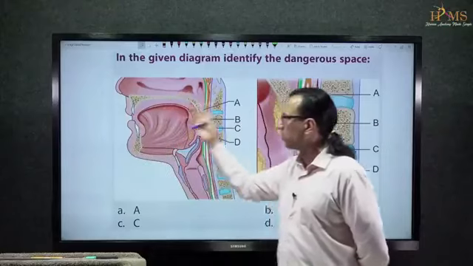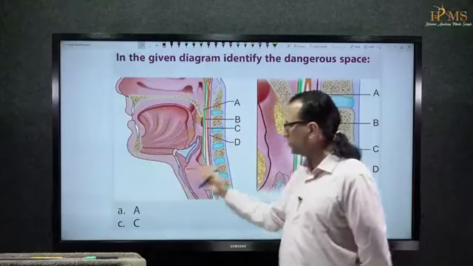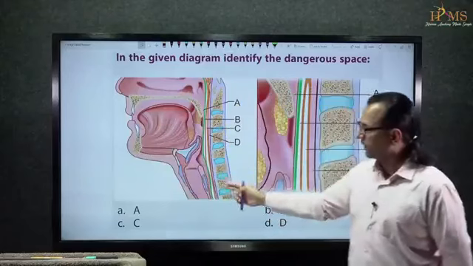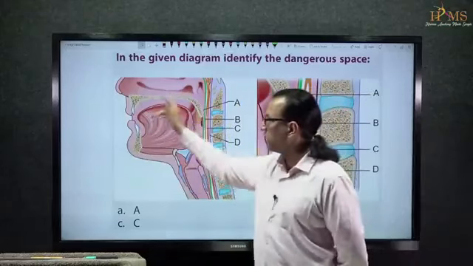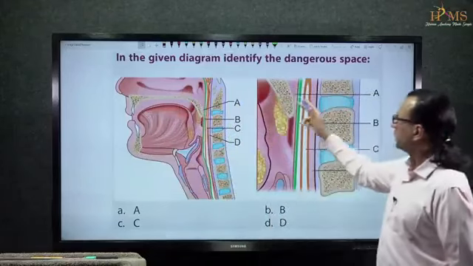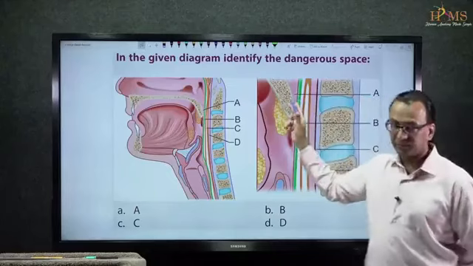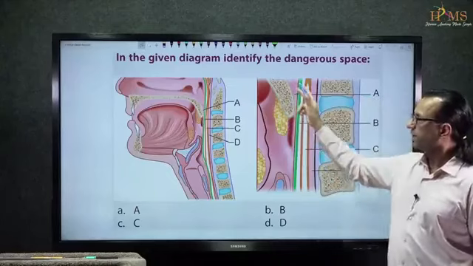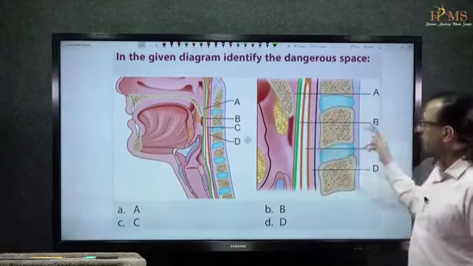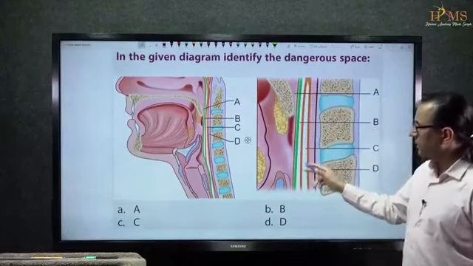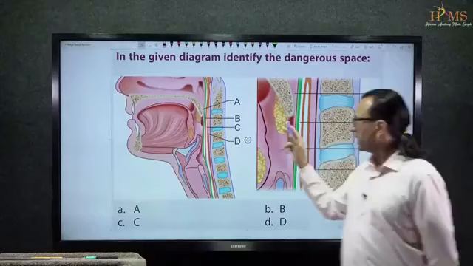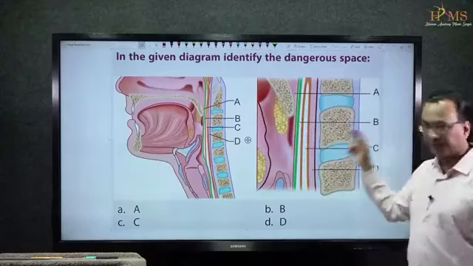This is the oral cavity, so oropharynx, and this is the larynx, so laryngopharynx. As such, there are three pharynges, and behind the nose, this is the nasopharynx. So marker A is actually the lumen of the nasopharynx. Then what is marker number B? Marker B is behind the pharynx, so it will be the retropharyngeal space.